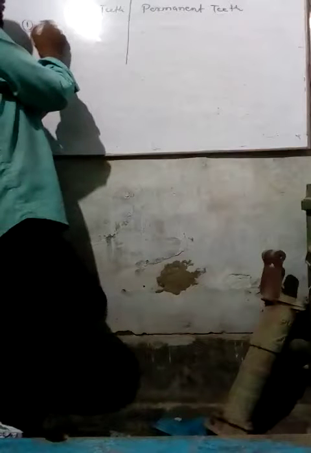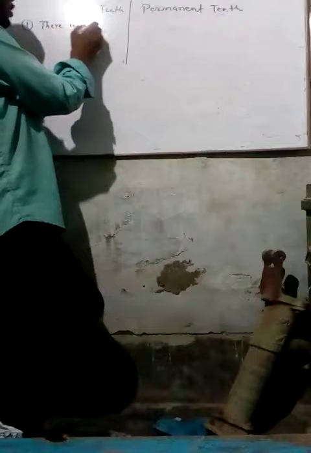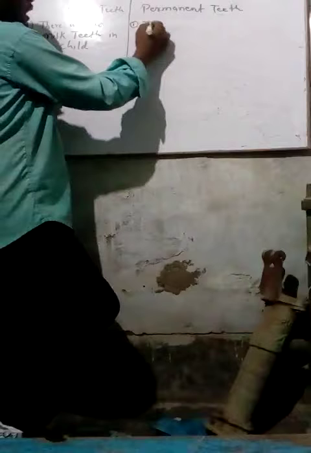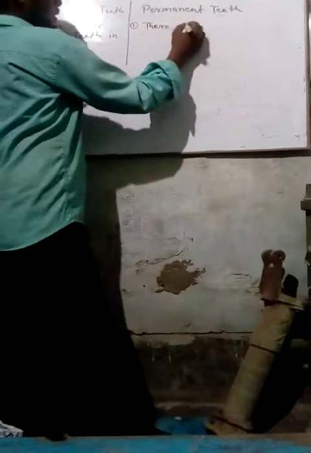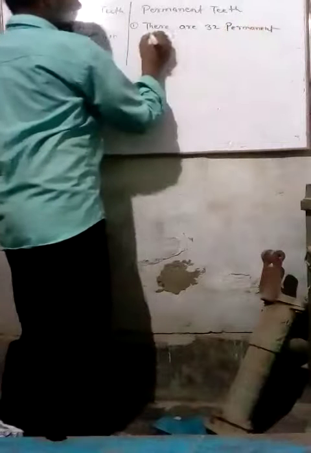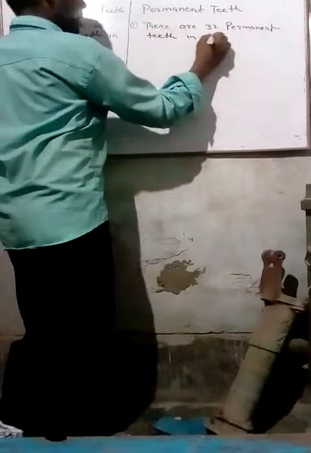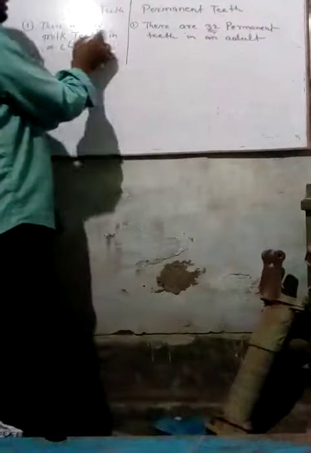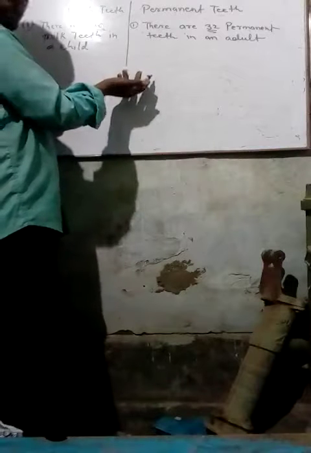Right. First fact about milk teeth. There are 20 milk teeth in a child, right. There are 32 permanent teeth in an adult, right. Adults have 32 permanent teeth, and children have 20 milk teeth. I mean to say there are 20 milk teeth in a human and 32 permanent teeth in a human, right.